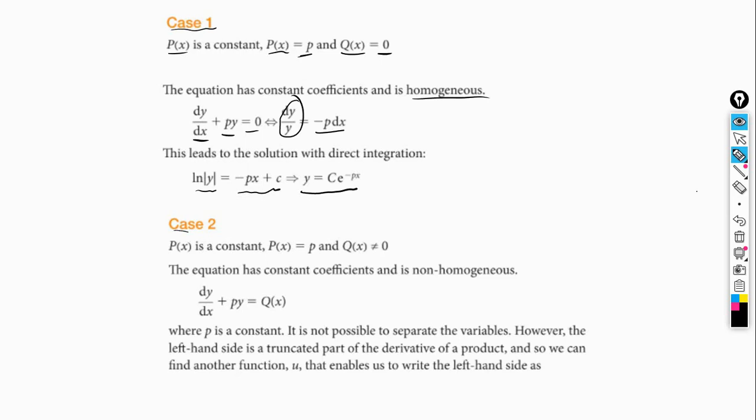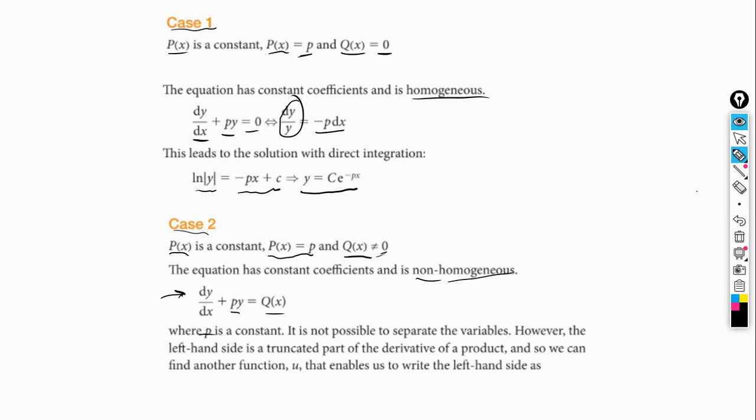Case 2 is where p of x is still a constant. So we can write p of x equal to p. And now q of x is not equal to 0. So this equation has constant coefficients, but is now non-homogeneous. And it would be in this form: dy dx plus p times y is equal to q of x. Again, p is a constant, but it is not possible to separate the variables.